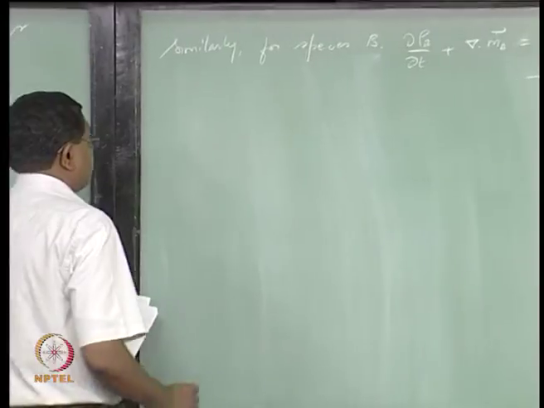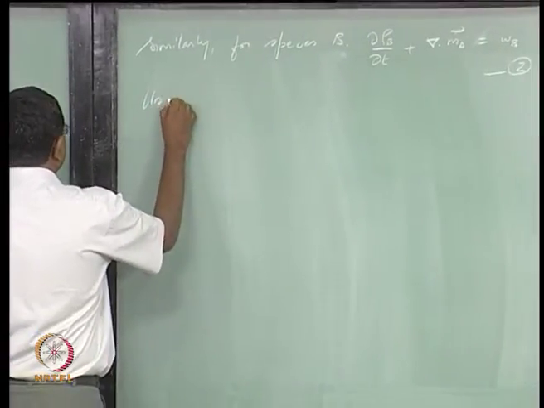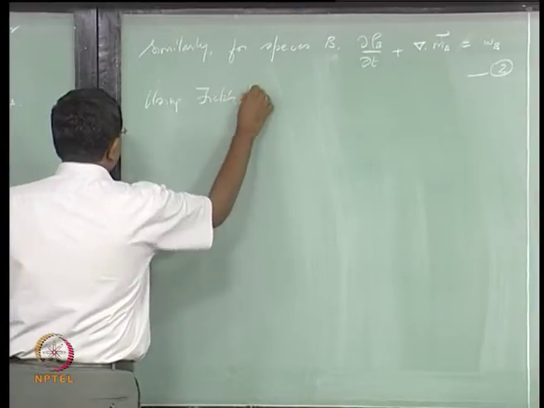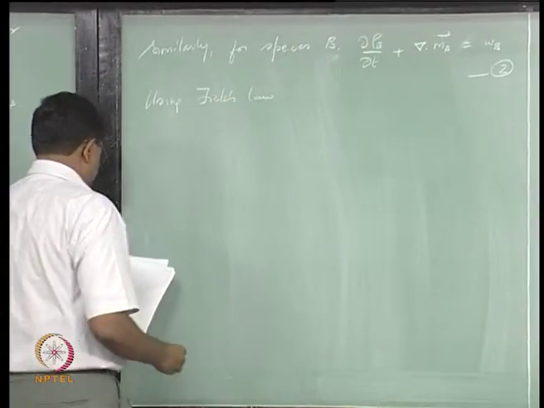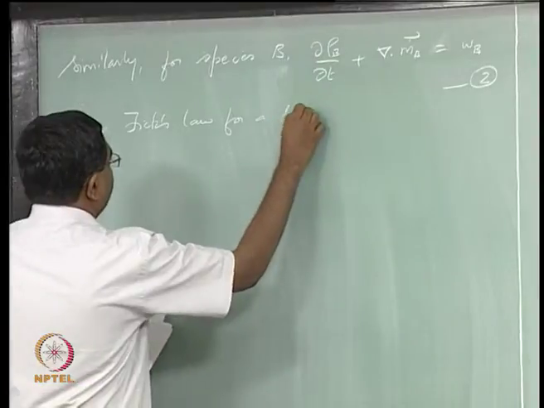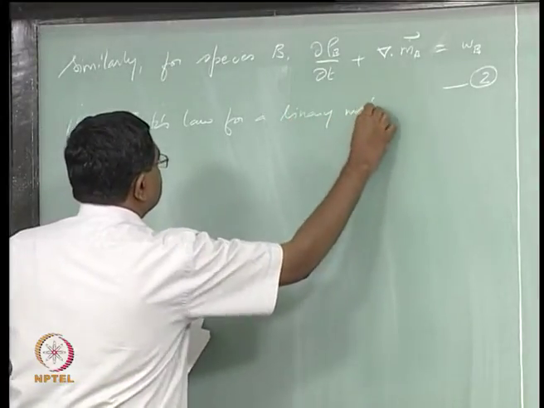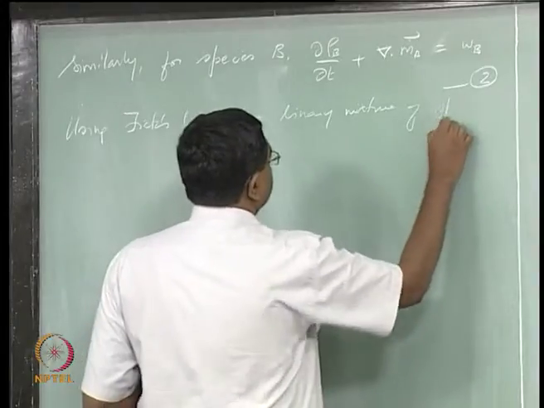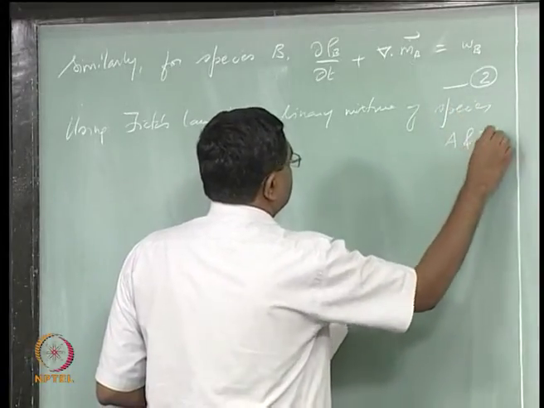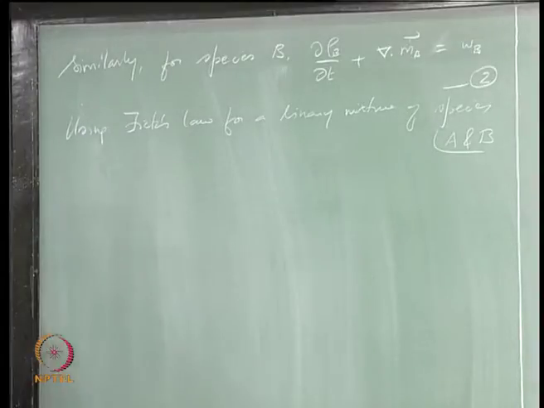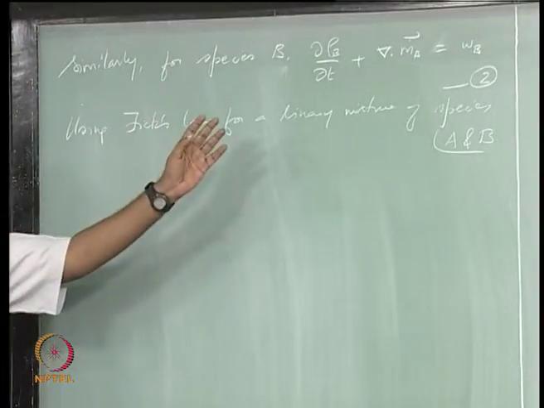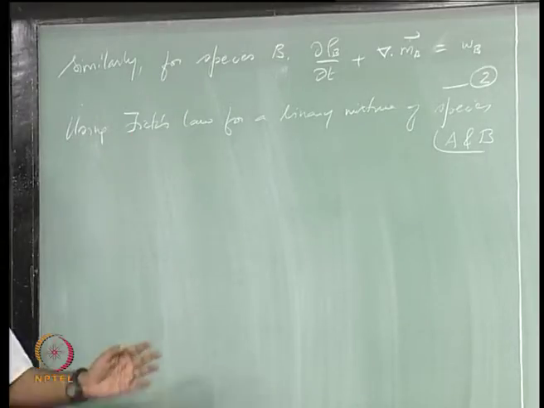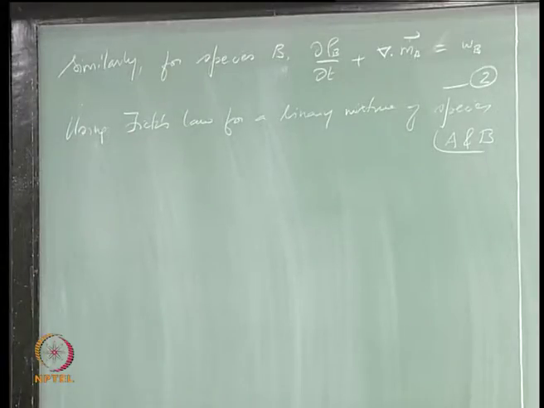Let's now try to use Fick's law, using Fick's law for a binary mixture of species A and B. That's the reason why we wrote another equation for B. It's not like we want to have fun with all the letters in the English alphabet and so on. Right. So if you now have Fick's law, how does this work out?